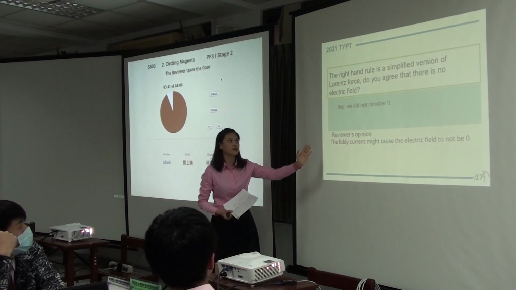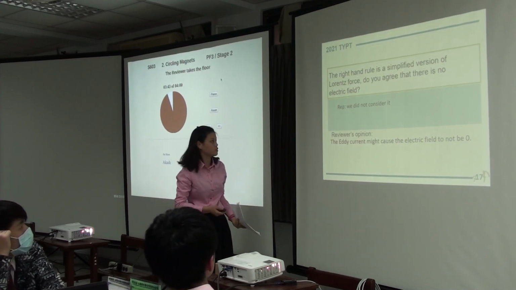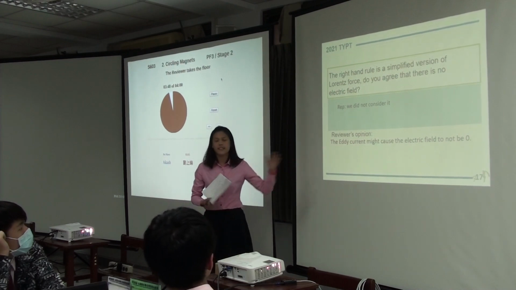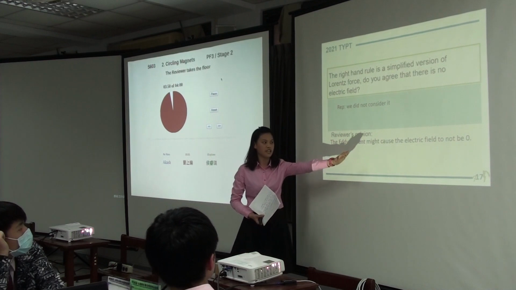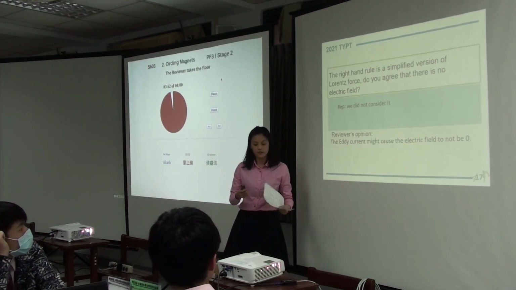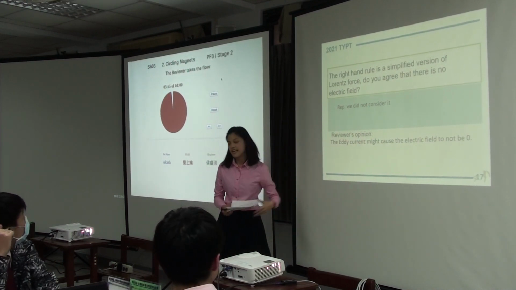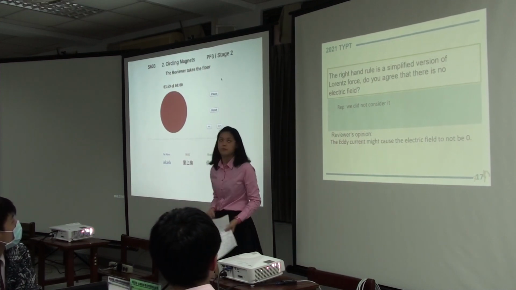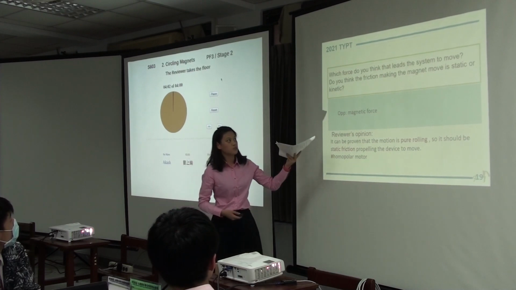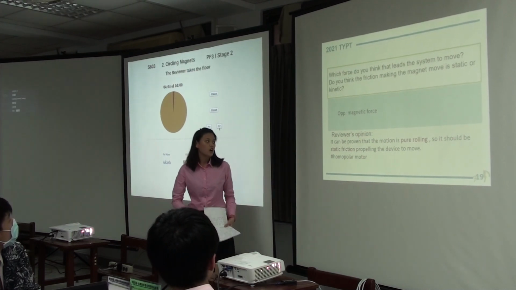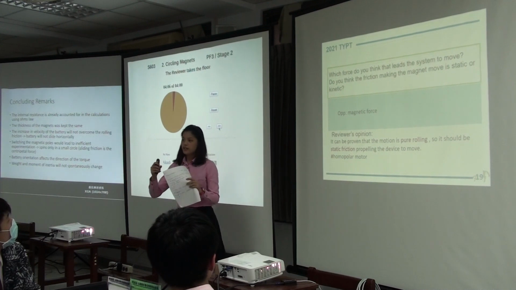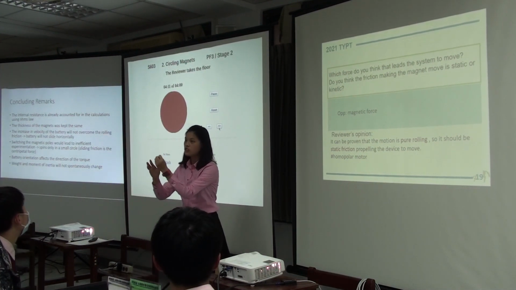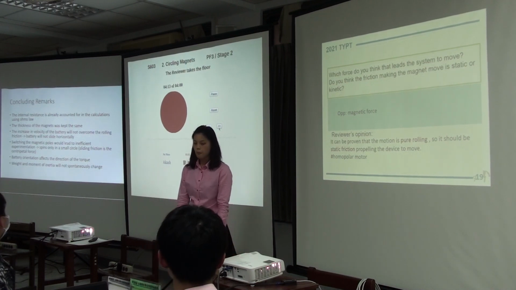So the centripetal force is provided by the friction force. And the right-hand rule is a simplified version of the Lorentz force. Do you agree there's no electric field? They also mentioned the eddy current might cause a resistance force, but in an eddy current we can say that the electric field is zero, so they cannot use the right-hand rule in their report. So which force do you think leads the whole system to move? You can see that we can view our structure as a homopolar engine. Yeah, hands up. Thank you.